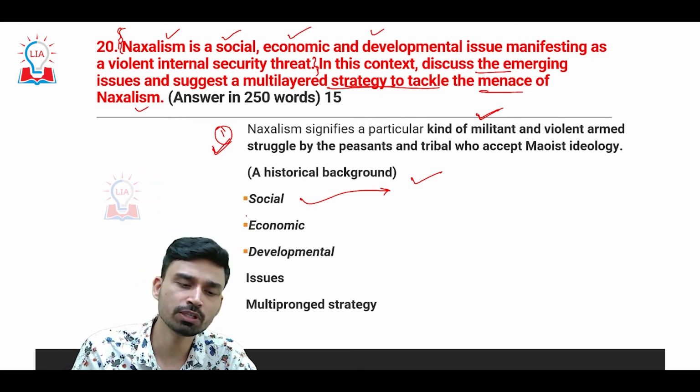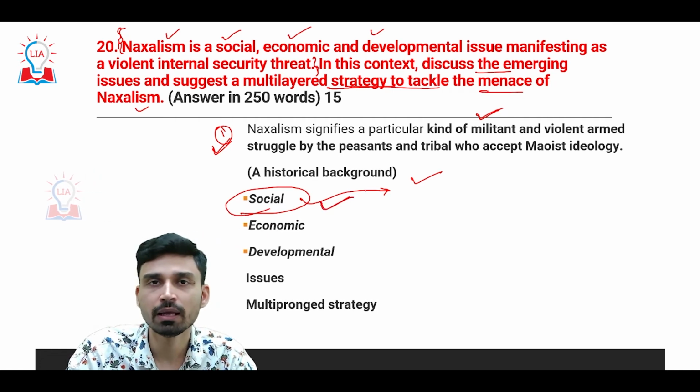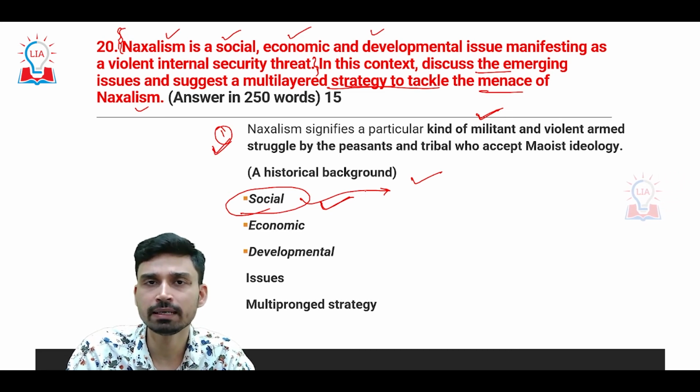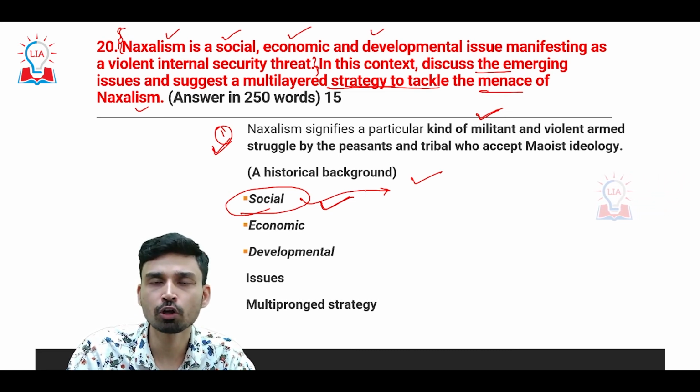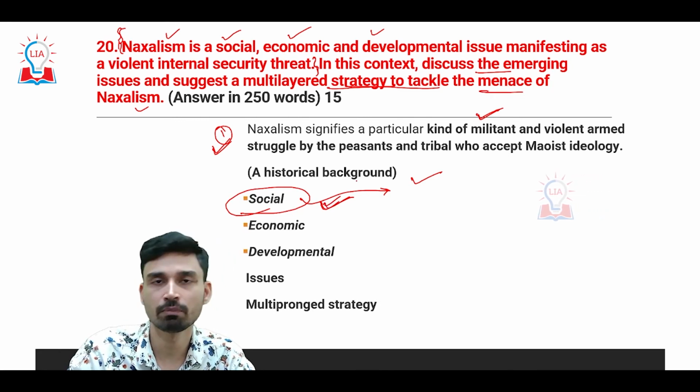So because of this social backwardness, because of the lack of social capital, many people are getting attracted to the Naxal ideology, and that is how Naxals are able to recruit a huge number of cadres. And not only that, they have also been able to create a lot of Naxal sympathizers in the village areas because social capital and social development is missing there.